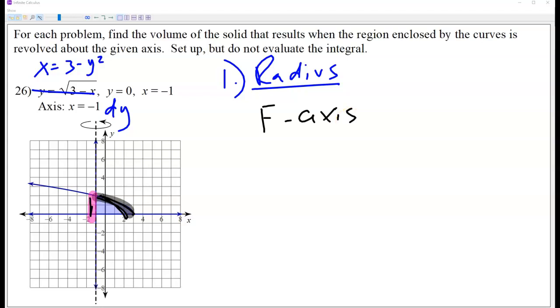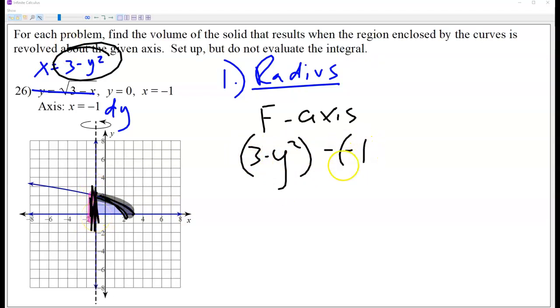So we have our function, which is 3 minus y squared, minus our axis, which is right there. That's the line x equals negative 1. And we are going to go ahead and simplify this. So first of all, that's a plus because you have double negatives. And then the 1 can go with the 3 to make 4. So it's going to end up being 4 minus y squared is my radius.